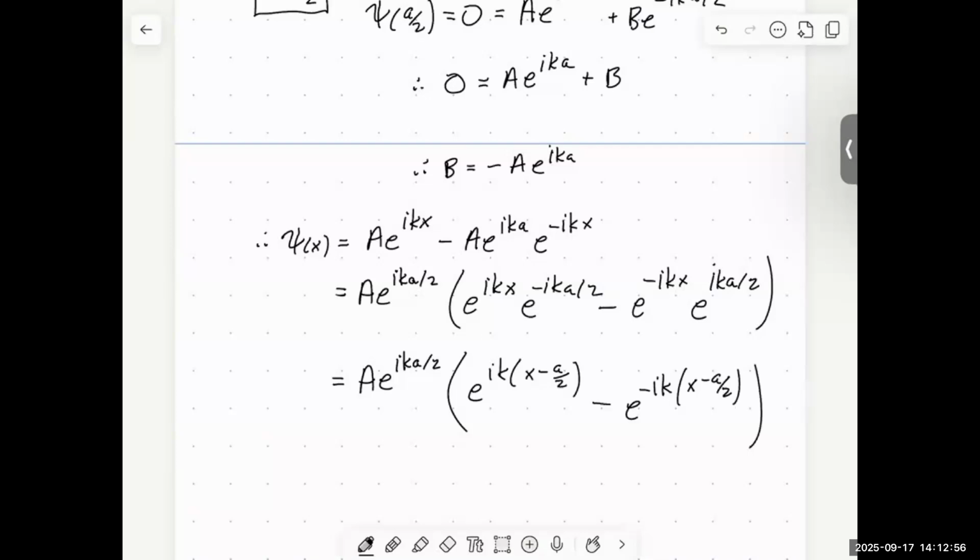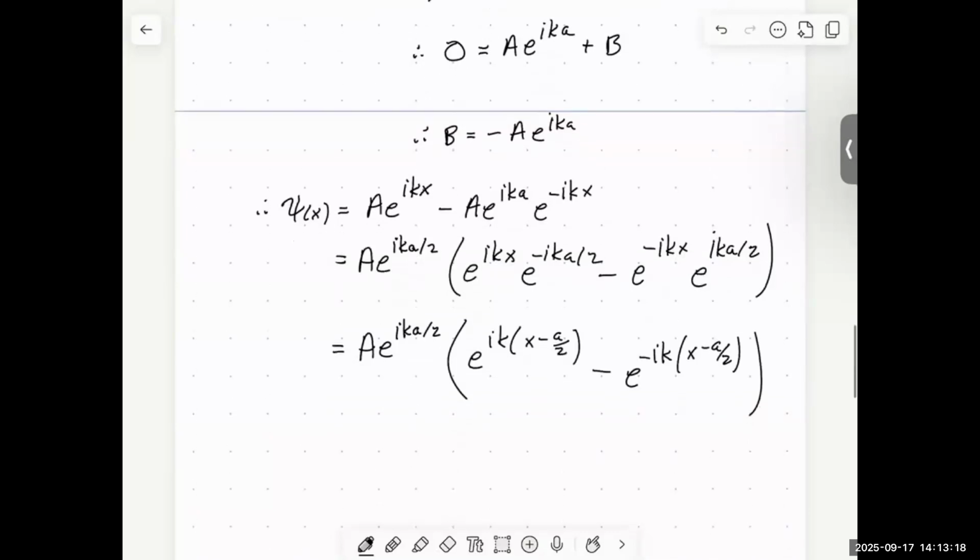You can already see that this is kind of doing something we like. We've just shifted our x coordinate by half of a. And so that's sort of making our solution already equivalent to Griffiths' because our potential is just shifted by a by 2.